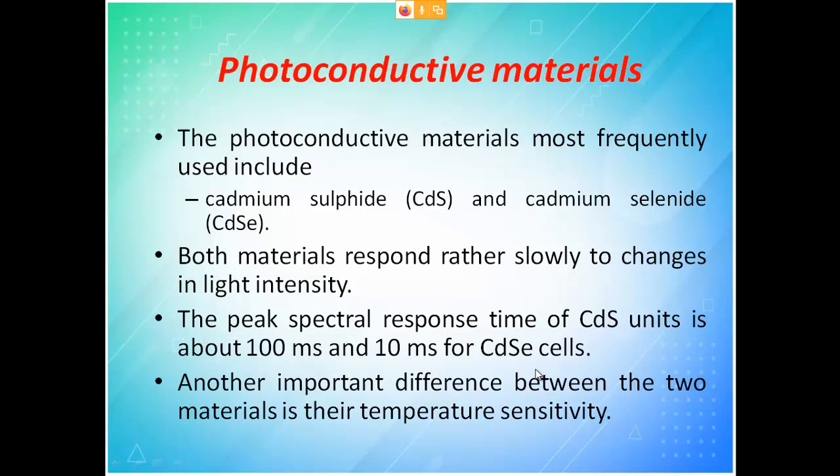So when you want a faster response to change in light intensity, then I will go for cadmium selenide. If I want a slow response, see, response again depends upon the application. In some applications I require high response, and in some applications I require slower response. I think you all know where you want slow response and where you want high response. So when you want slow response, you go for CdS. If I need very high response, then you go for CdSe.